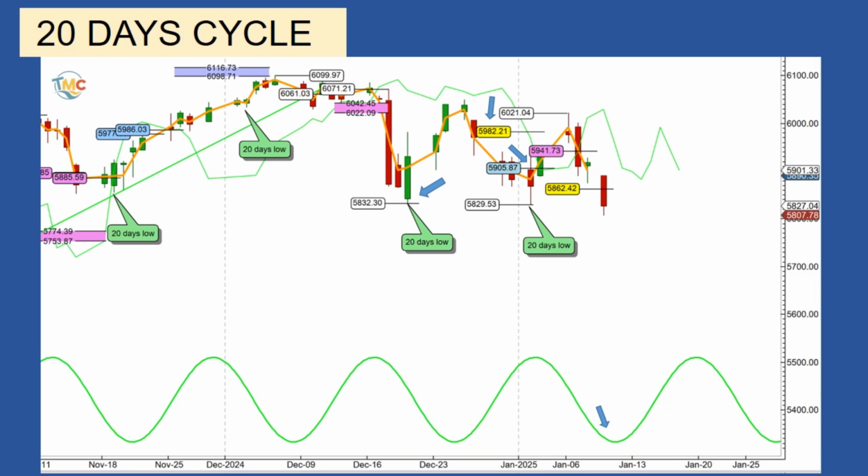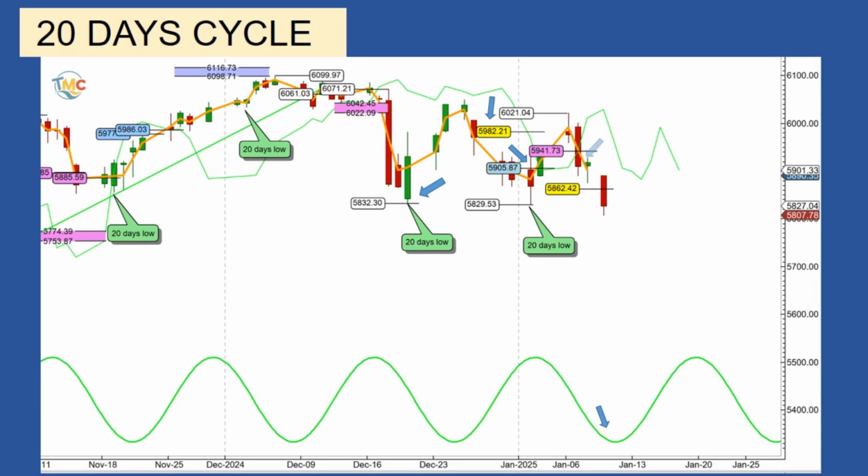Technically, at the time of the next 20-day cycle low, the S&P 500 should find support on its cycle line. If the S&P 500 does not find support on its cycle line during the first 20-day low formation after a major low, then we can start to consider the bearish scenario. Even if the previous 20-day low was on January 2, 2025, the S&P 500 should find support on its cycle line by January 20th.